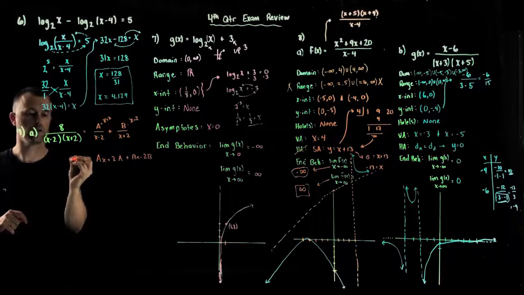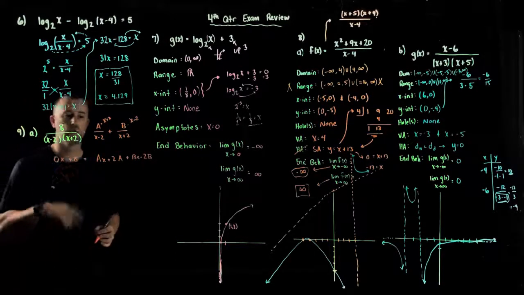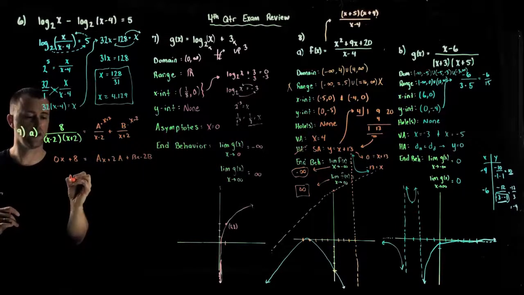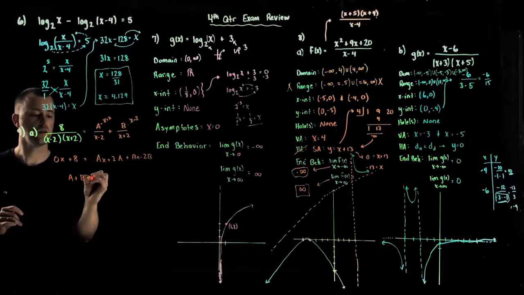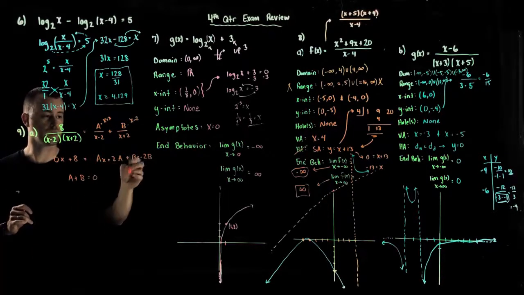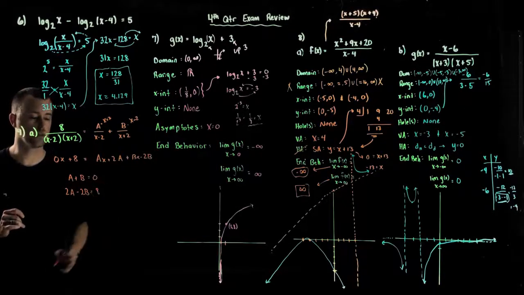And again, if you want to talk about the x term, that would be 0x plus 8. So my x terms are going to be ax and bx. So I have a plus b equals 0. Here for my constants, I have 2a minus 2b. That's going to equal 8.